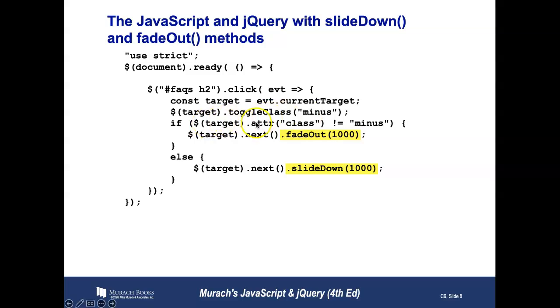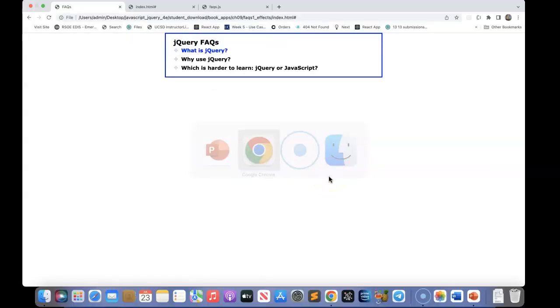And if the target attribute for a class, whatever the class is, if it does not equal minus, then we're going to go to the next step and fade out after a second. Otherwise, we'll slide down. So let's take a look at this.